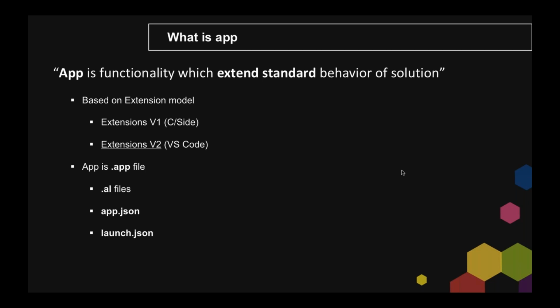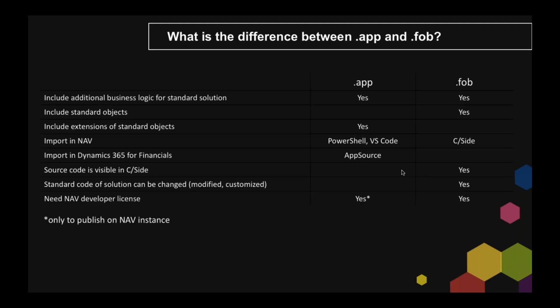In the old development environment, we packaged our solution in FOB files. And in the new development environment, we package our app in an .app file. The app file consists of .al files with the business logic, an app.json file with information about our app, and a launch.json file with information about where we should publish our app.